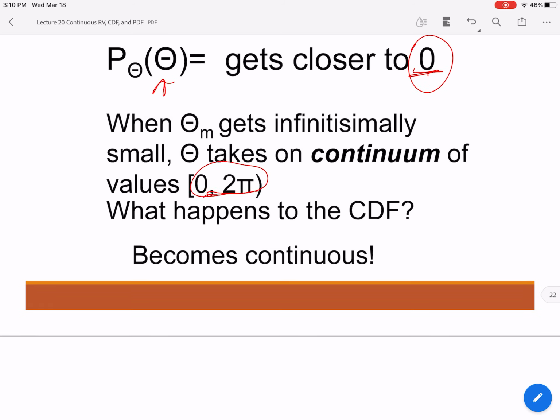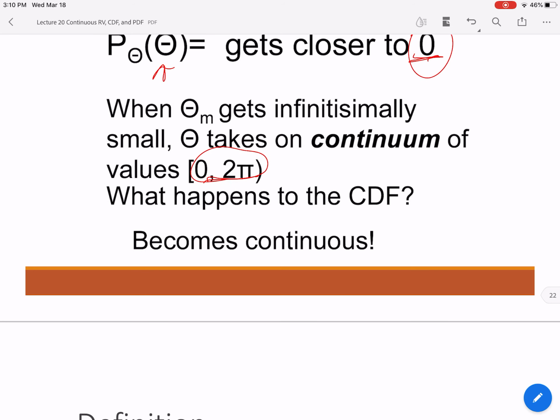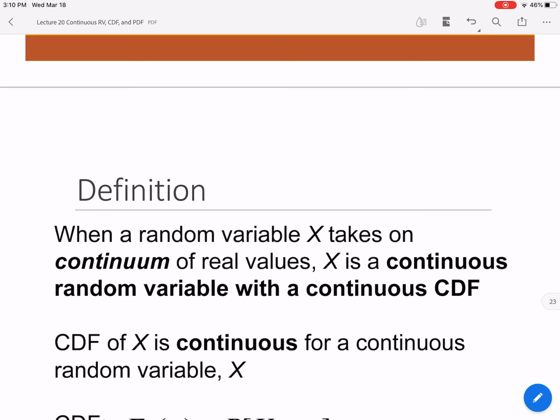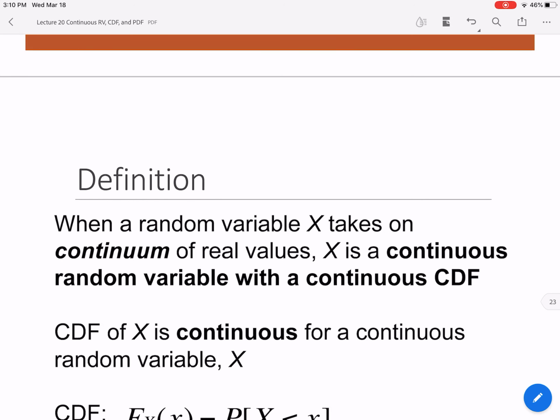And what happens to the shape of your CDF? Now it becomes continuous. So let's introduce what continuous random variables are. If your random variable x takes on a continuum of real values, then x is a continuous random variable that is going to have a continuous CDF without any discontinuities.